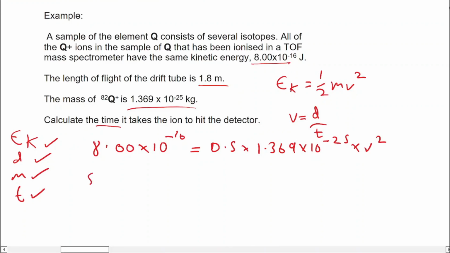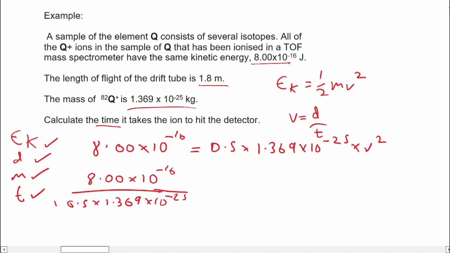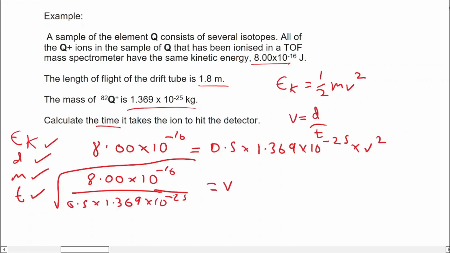We're going to go 8.00 times 10 to the minus 16 divided by 0.5 times 1.369 times 10 to the minus 25, and we're going to square root that, and that's going to give us V, and that's going to give us a value that is exactly the same. So our value is going to be 108 meters per second.